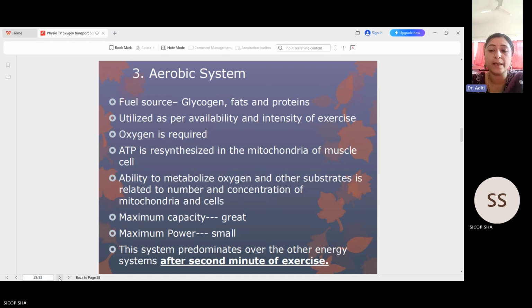The power is highest in the ATP-PCR system, but the capacity to sustain that activity is more in the aerobic system. This system predominates over the other energy systems after the second minute of exercise. So we just saw ATP-PCR is for the initial 20-30 seconds of activity. From the 30th second till around the 90th second, it is the glycolytic system, and from the 90th second or 2 minutes onwards, it is more of the aerobic system that comes into the picture.